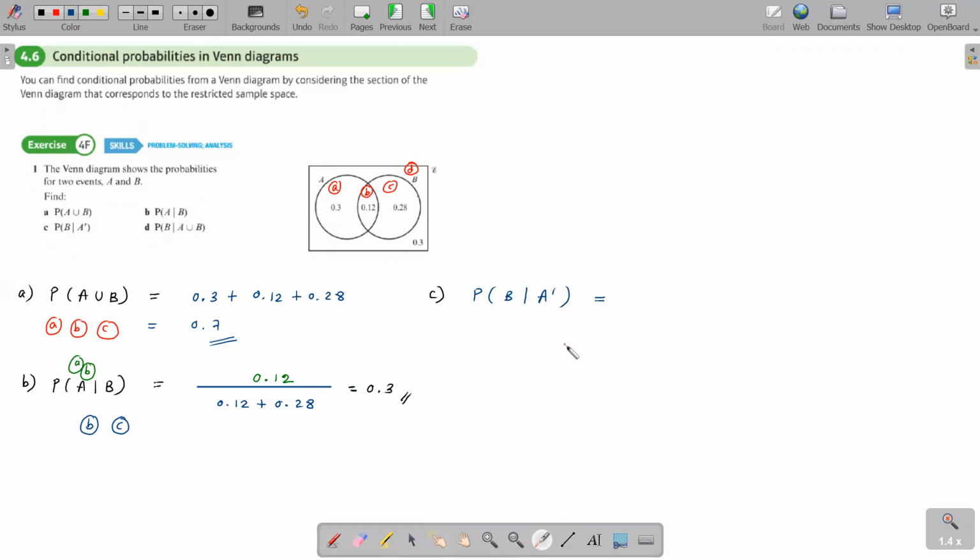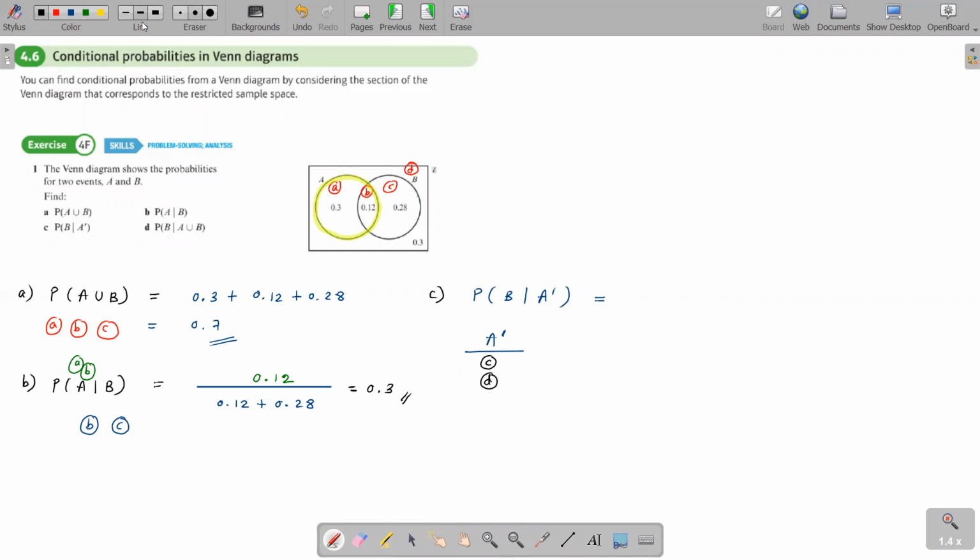So the given, always first focus on the given set. So what's the given set? A dash. A dash means not A. So guys, what's not A? Not A means the region that doesn't belong to A, right? These are the regions that go with A. Inside A, you have region simple A, simple B. So A dash means don't take them. You take the complement, A complement. So outside of A, you have region C and D, right? So that's the given set. C and D is the given part.